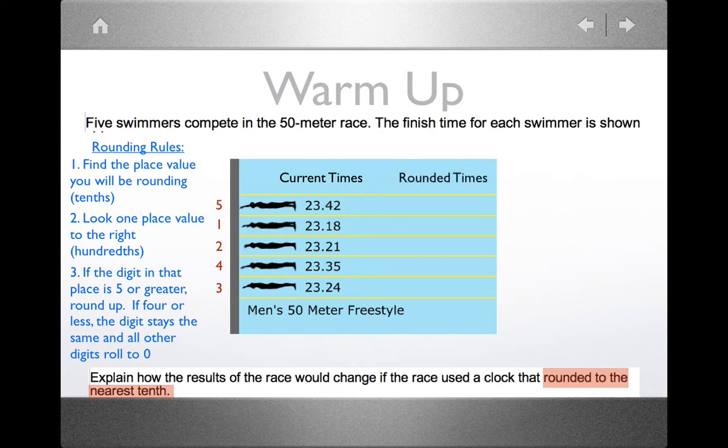Alright, so let's look. First, I see a 4. I look to the right, I see a 2, so I know that 2 is less than 5, so my 4 is going to stay the same, and my rounded time is 23 and 40 hundredths, or 4 tenths.